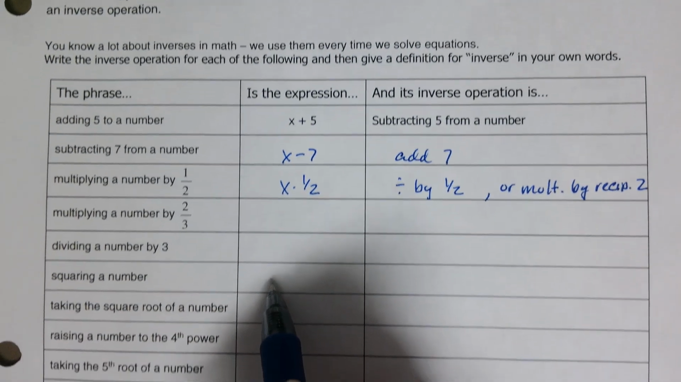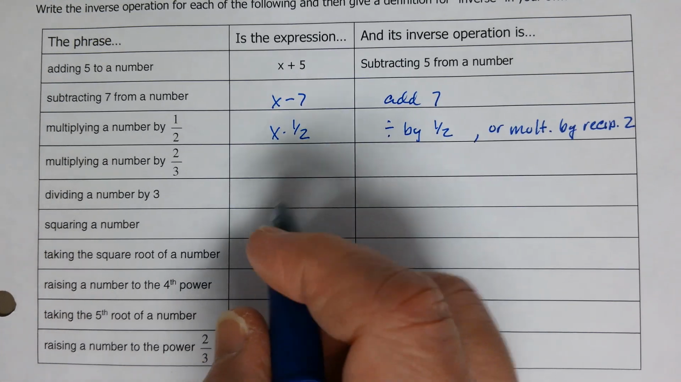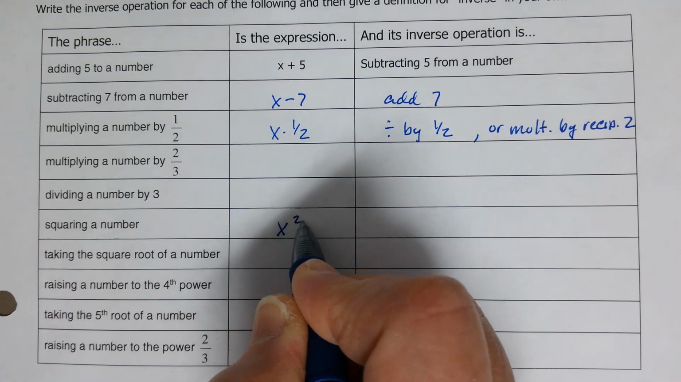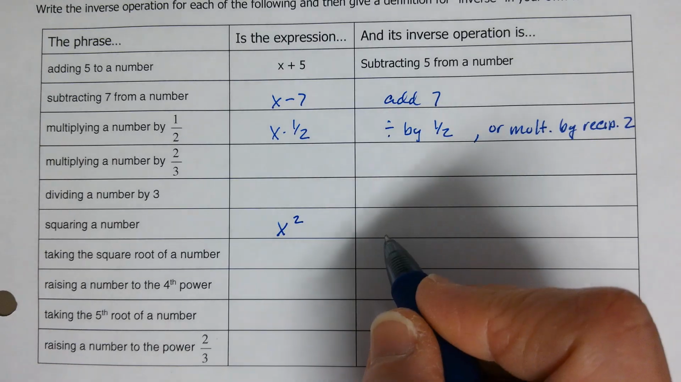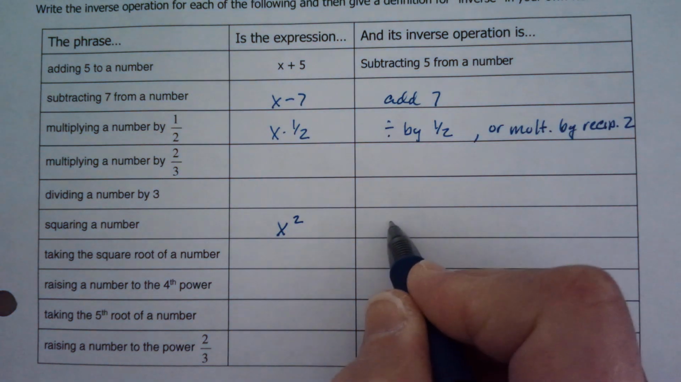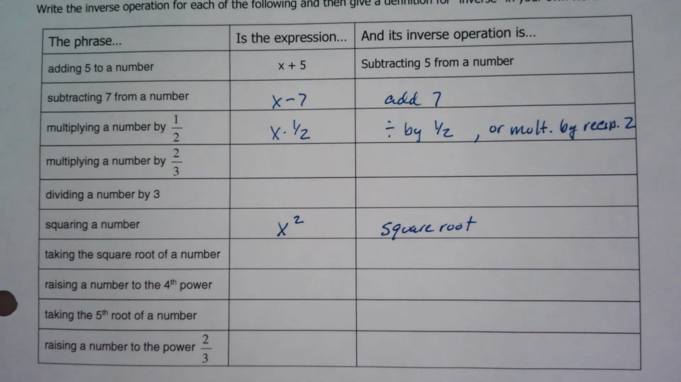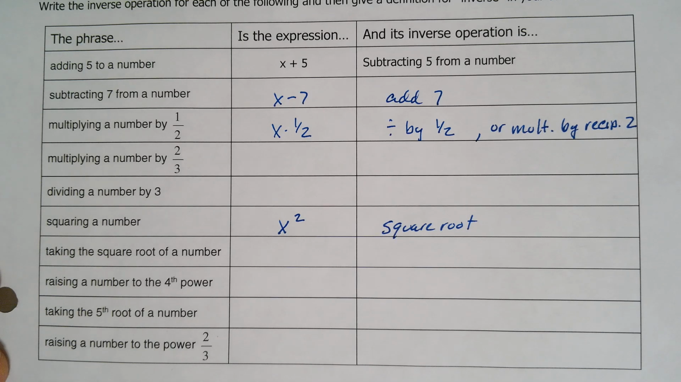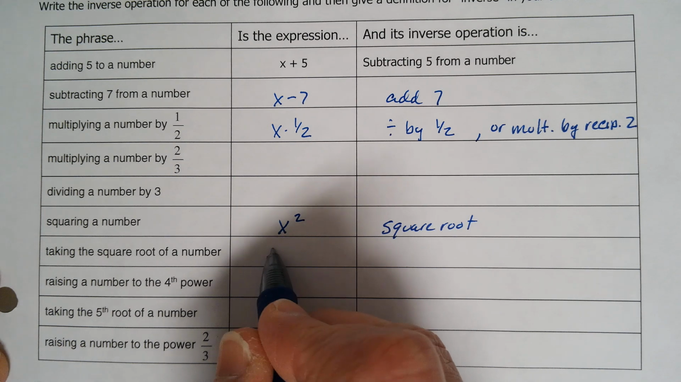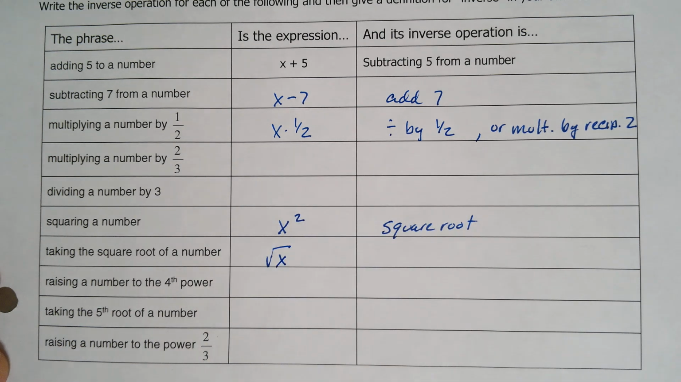Let's jump down to squaring a number. Squaring a number, you take x and square it. The inverse would be to square root. And if we were to take the square root of a number, the inverse of that would be to square both sides.